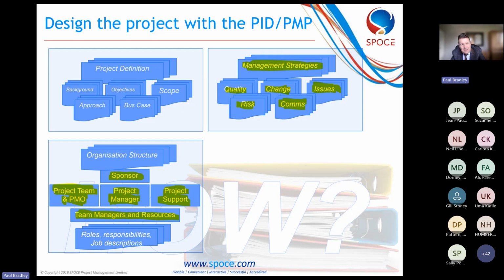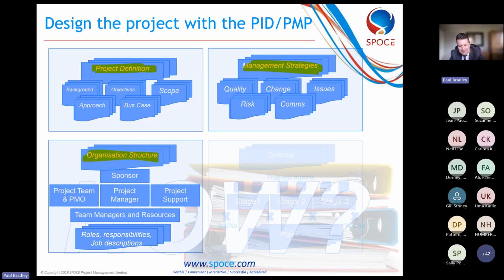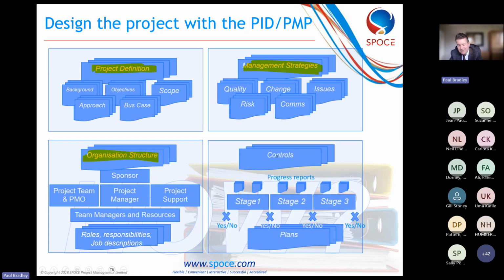And of course, all of this needs to be backed up for each of the roles with responsibilities, accountability, and job descriptions for anybody who's been appointed. So that's the organisation structure session. As I say, a lot of stuff in there. The project definition, strategies, the organisation structure, and one more, the project controls.